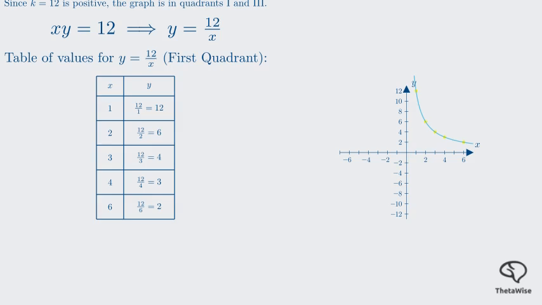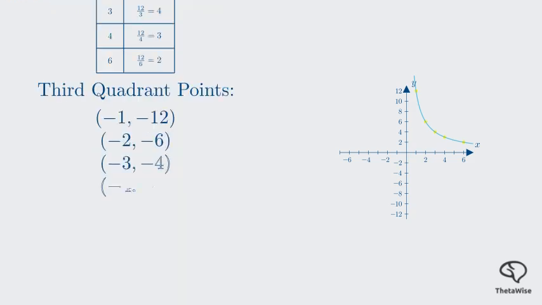To complete the graph, we need the branch in the third quadrant. We can use the symmetry property. For every point x, y on the graph, the point negative x, negative y is also on the graph. Using our points from the first quadrant, we can find the corresponding points in the third. If 1, 12 is on the graph, then so is negative 1, negative 12. If 2, 6 is on the graph, then so is negative 2, negative 6, and so on. Now, plot these points in the third quadrant and sketch the second branch. It should be a mirror image of the first branch, also approaching the x and y asymptotes without touching. Label the complete graph with its equation xy equals 12.